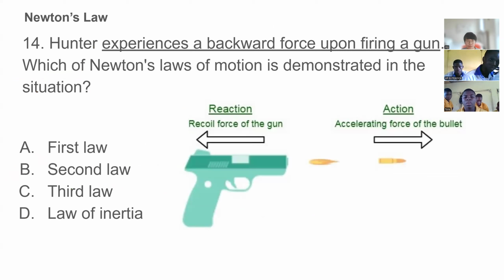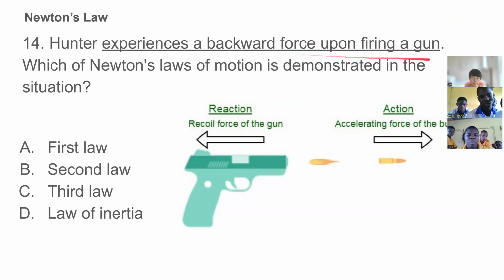Those were all review, and we can get into some newer topics for today. So we'll begin with Newton's laws. Let's first approach this problem. It says a hunter experiences a backward force upon firing a gun. Which of Newton's laws of motion is demonstrated in this situation?